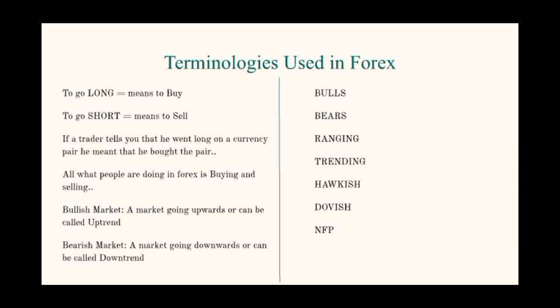So we have the bulls. The bulls in this case are buyers. The buyers are referred to as the bulls here. Those people buying a currency pair are the bulls. So bears will be the opposite, the sellers. They are referred to as the bears.